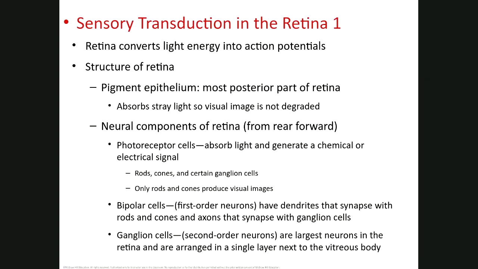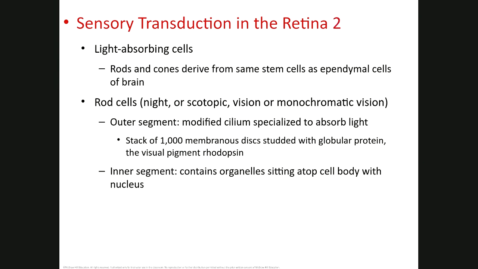But rod cells and cone cells are the ones able to produce visual images. You'll also have bipolar cells and ganglion cells. Remember our lecture on neurons, where the most popular are multipolar cells. The bipolar cells, we said, are found in the vision mechanism. Ganglion cells are the largest of the neurons and are able to carry the action potential.